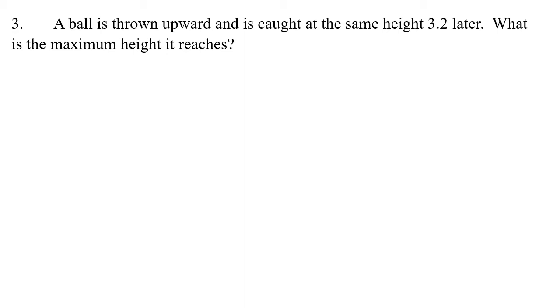All right. Next one here. A ball is thrown upward and is caught at the same height 3.2 seconds later. What is the maximum height it reaches? So there's three things when something comes up and back down to the same height. First thing is the velocity at the highest point is 0. Other thing, if it comes up and back down to the same height, the time to go up equals the time to come back down.